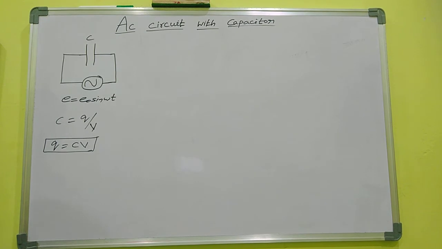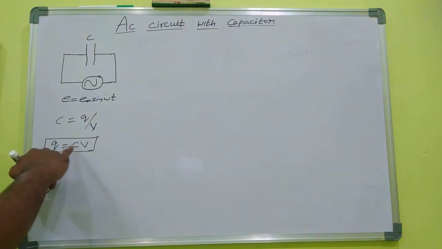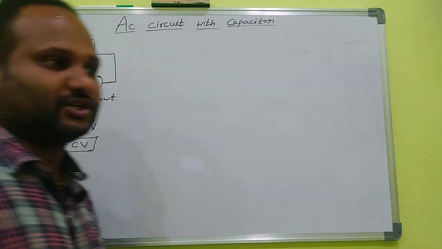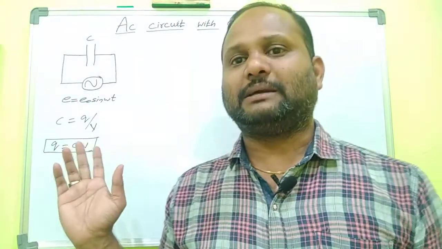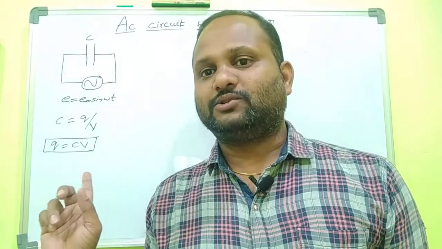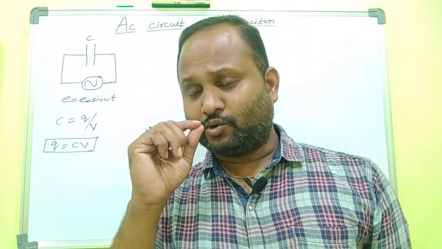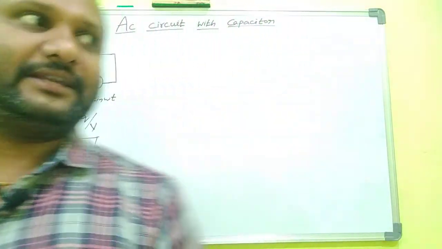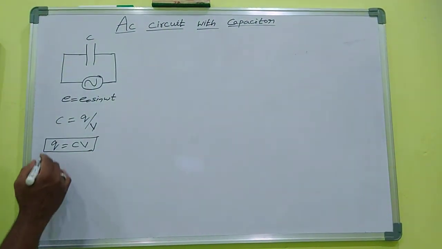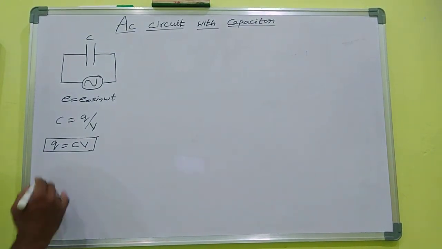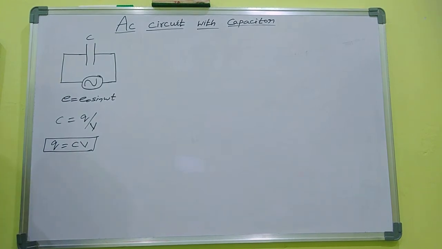Q is equal to CV, where C is the capacitance of the capacitor, V is the potential applied, and Q is the charge. We know that a capacitor is a charge and energy storage device. But in this question, we are going to find the instantaneous value of current. How to find it? We know that the rate of flow of charge is known as current.